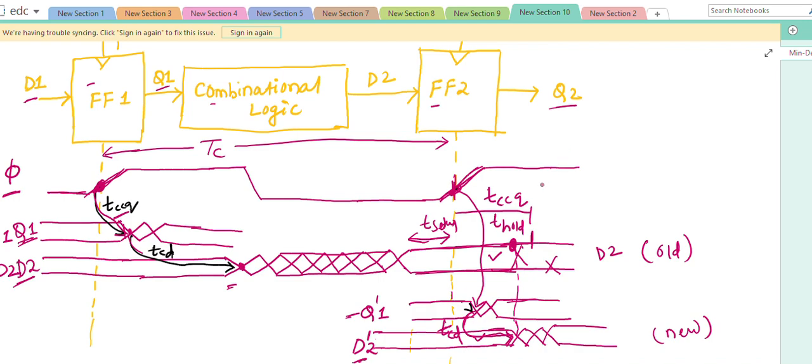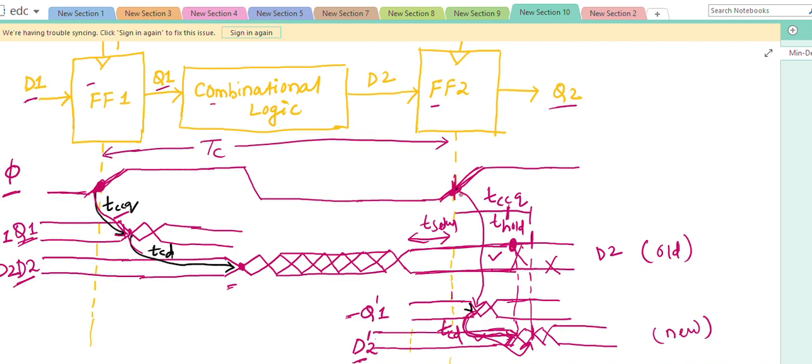That means Q2 will have some error. Then how can this error be rectified? The error can be rectified in two ways. First, the hold time can be decreased, or the contamination delay can be increased. If the contamination delay comes up to here, at the same point as the hold time, then it is satisfying the hold time criteria of flip-flop 2, so we will not get any error at the output.